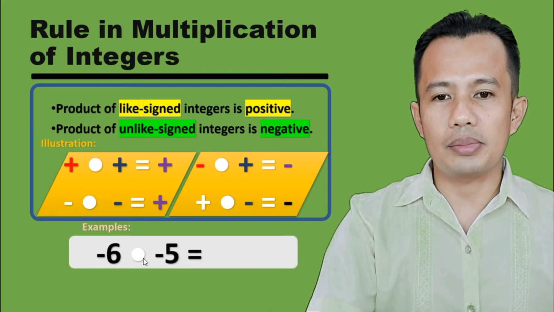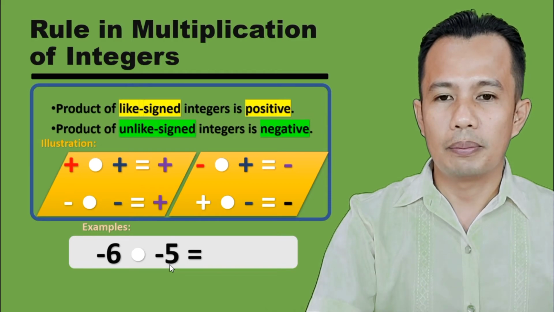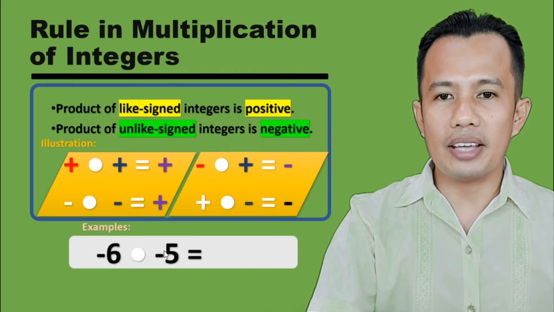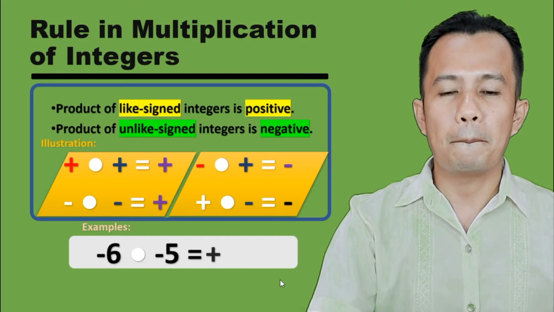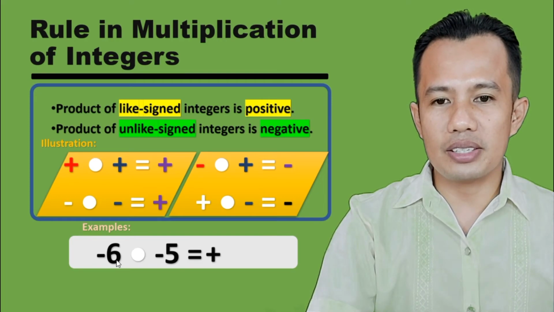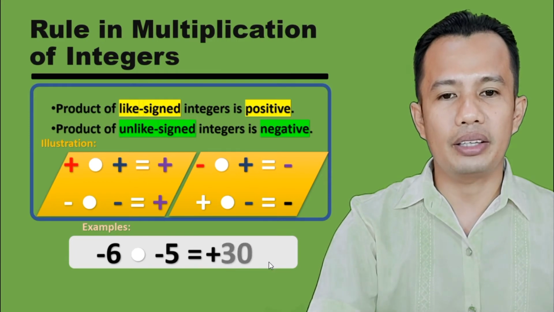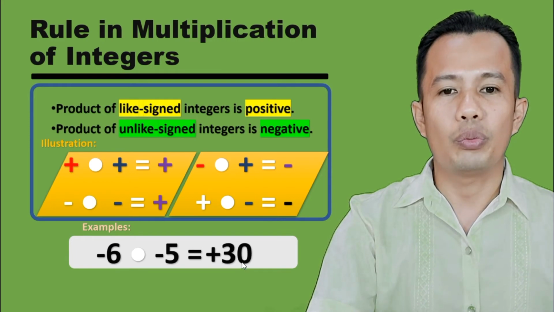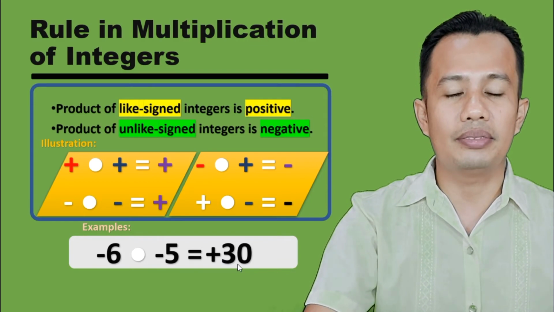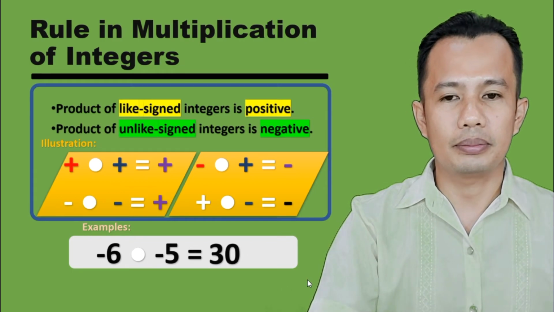Next example. Negative 6 times negative 5. This is multiplication of like-signed integers, so the product should be positive. And simply multiply 6 and 5. It is 30. But remember, positive 30, we don't need to write positive in front of a positive number. So the answer is simply 30.